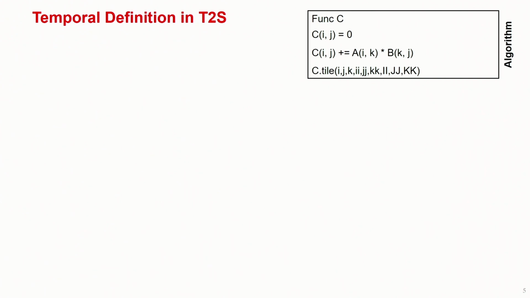Now let's see how T2S can generate the high-performance GEMM systolic array that we showed before. To start with, the programmer has to specify the algorithm in the form of a temporal definition. For example, here the user is declaring an output function C, and they are specifying that each element of this output function C has to be initialized with the value of 0. And each element C(i,j) of this output matrix has to be computed as a dot product of the ith row of the A matrix and the jth column of the B matrix.